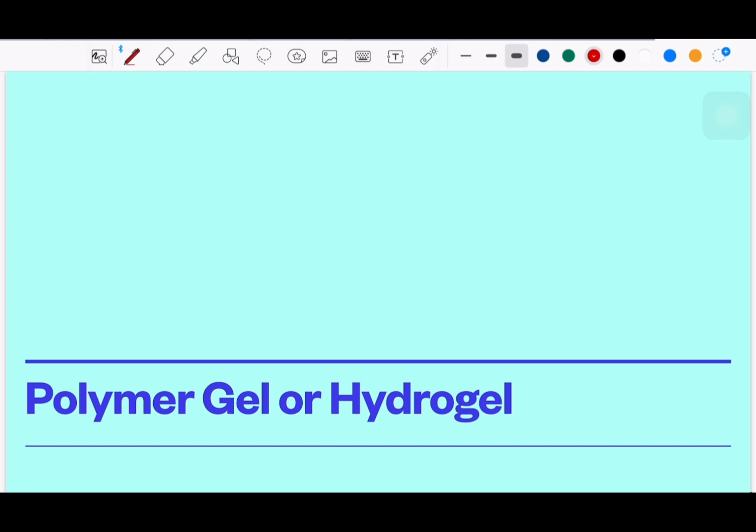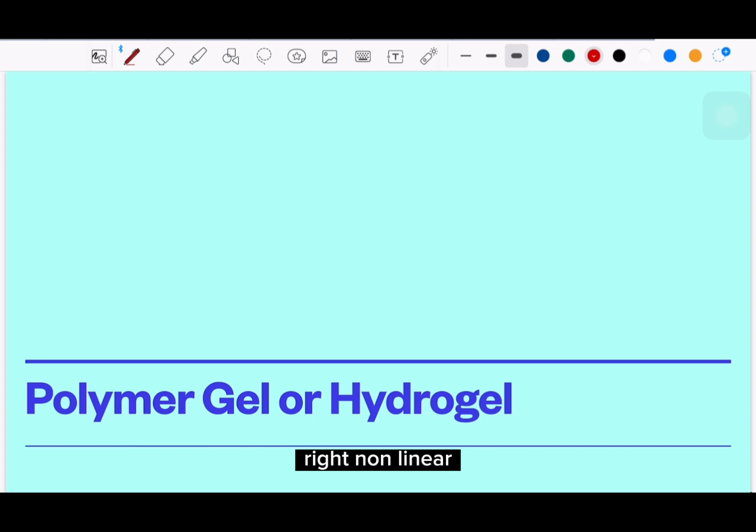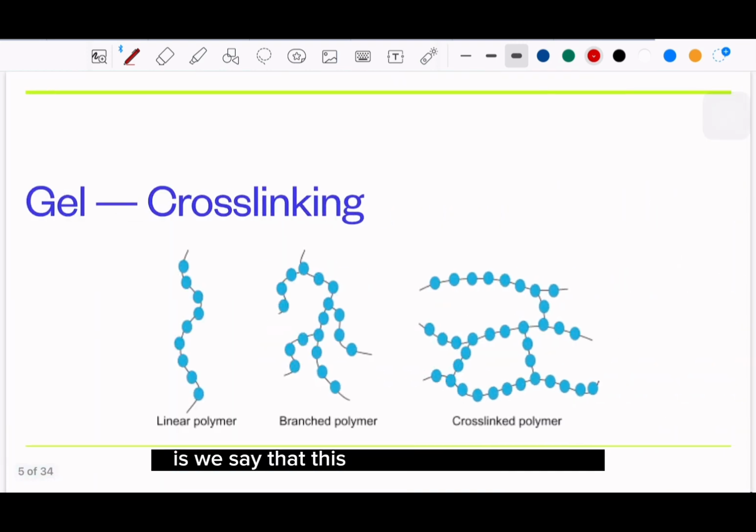So if you remember, the polymer gel, we have the gel point, right? In the polymer synthesis, in the step growth, where we want to have nonlinear step growth. If you remember, in nonlinear, we have the cross-link point, and we call it gel point. So this gel is actually a product because of the cross-linking that happens.